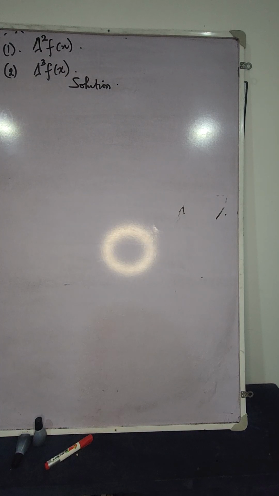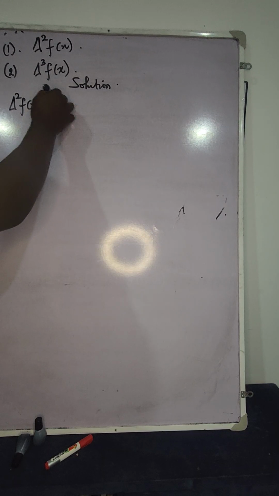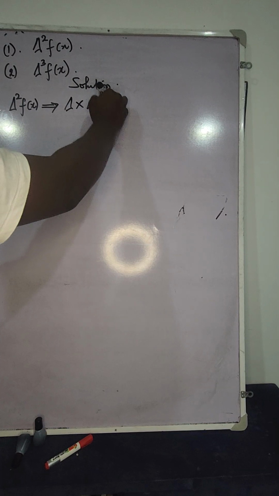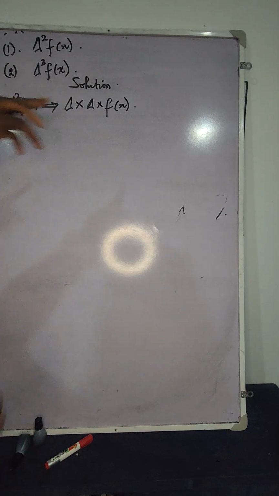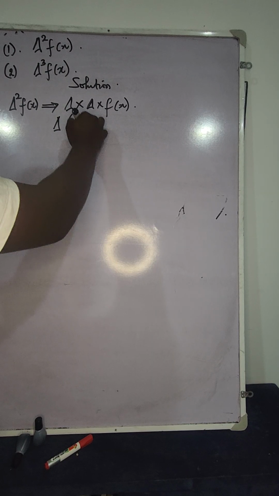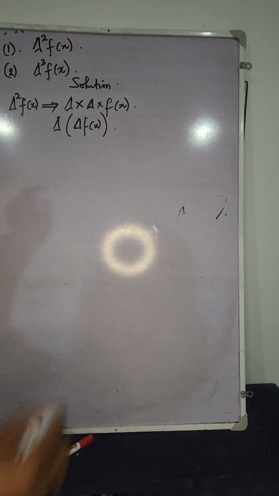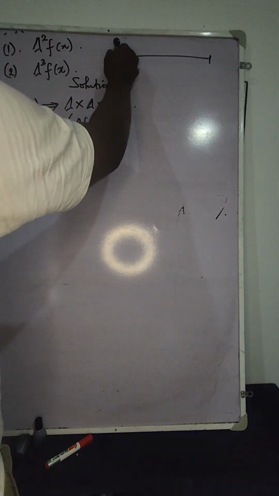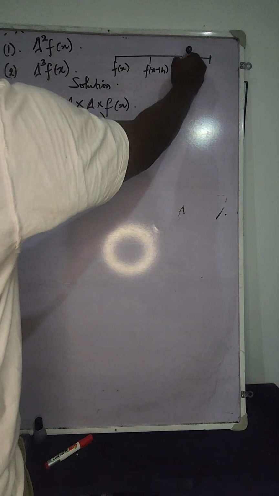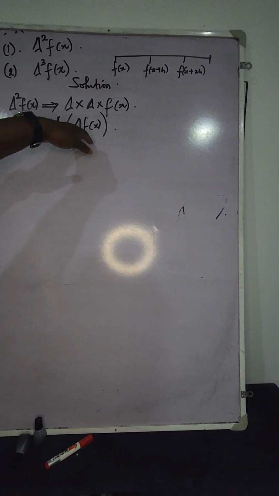Solution. So remember that the forward difference squared of f of x can be written as forward difference multiplied by forward difference multiplied by f of x. True or false? So this means the forward difference into the bracket of the forward difference of f of x, right? Now, what is the forward difference of f of x? Remember, we are going through this line. We are going from f of x, we are going to f of x plus h, we are going to f of x plus 2h, right? So, what is the forward difference of f of x?